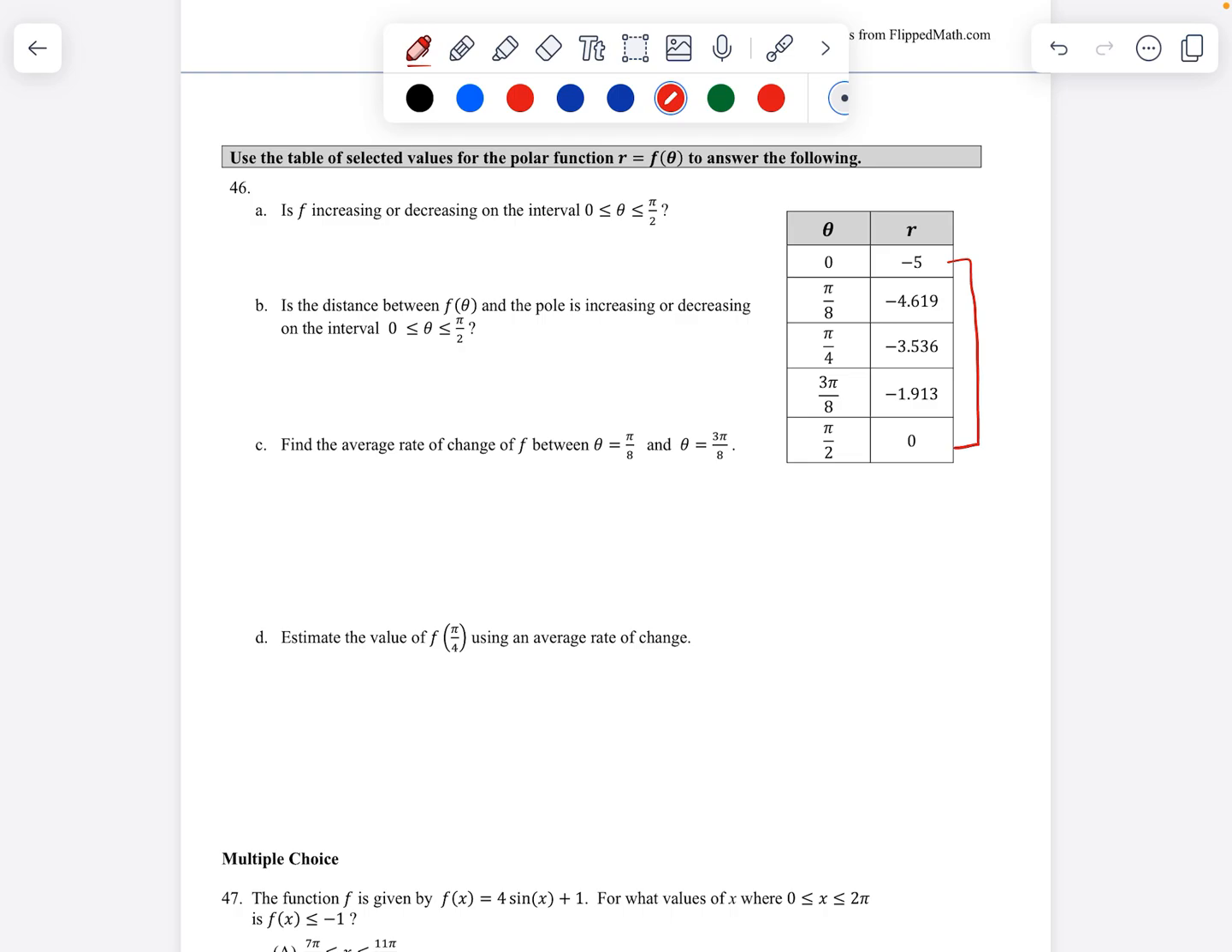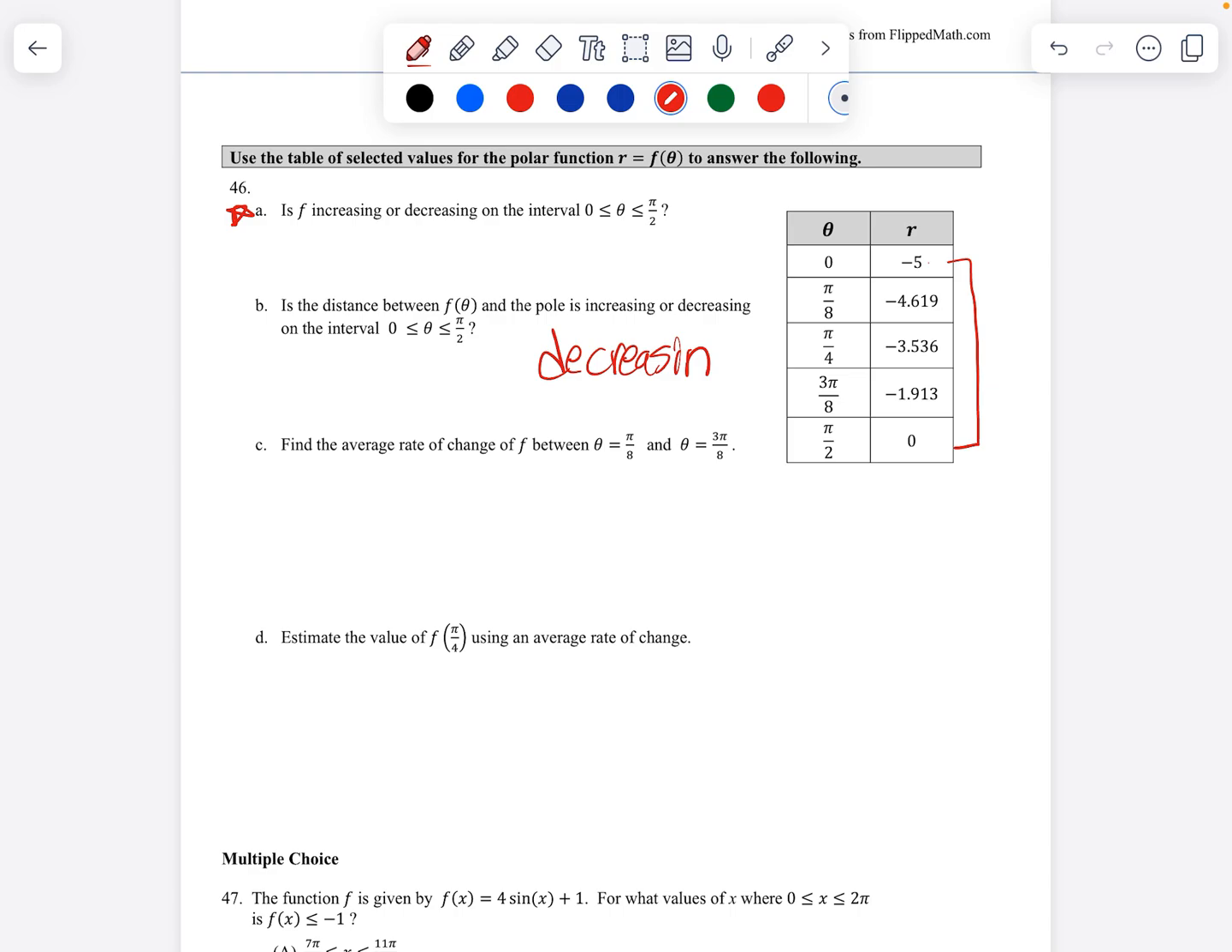So let's take a look at this next one. Is the distance between the pole increasing or decreasing from 0 to pi over 4? Well, the distance, -5 to 0, it's definitely decreasing. Now, is the function increasing or decreasing? Let's come back to this one. We didn't talk much about that one.